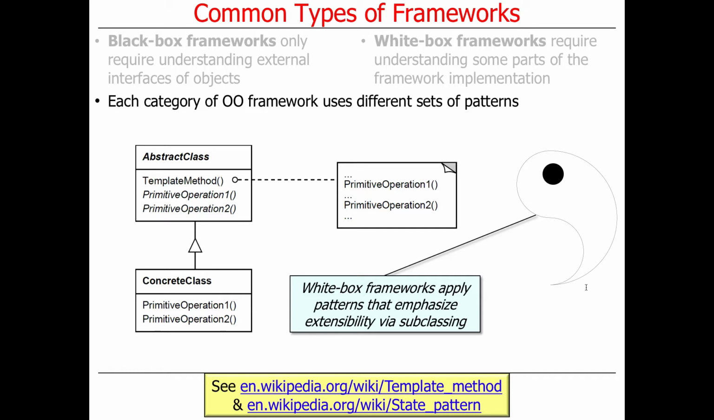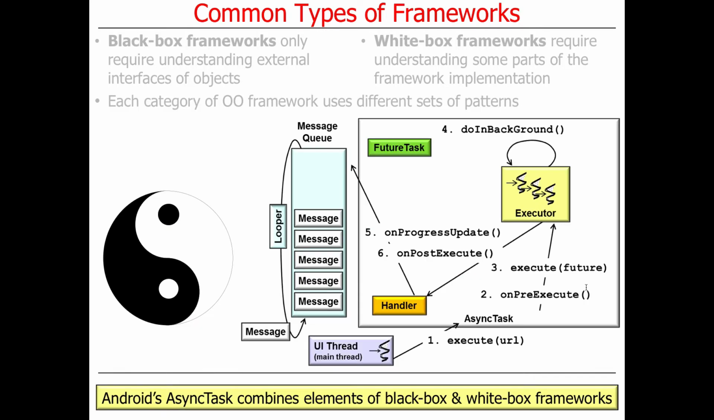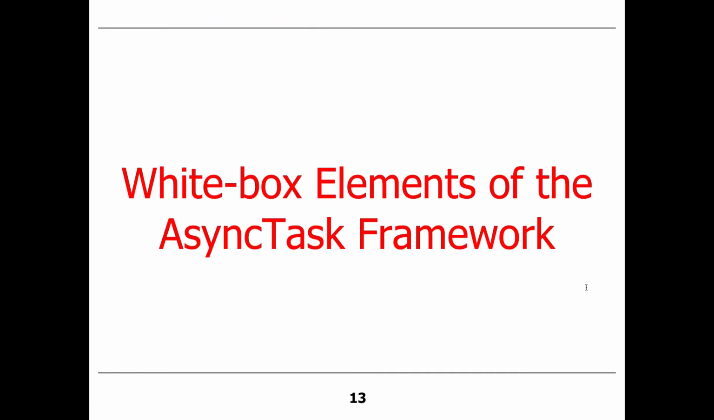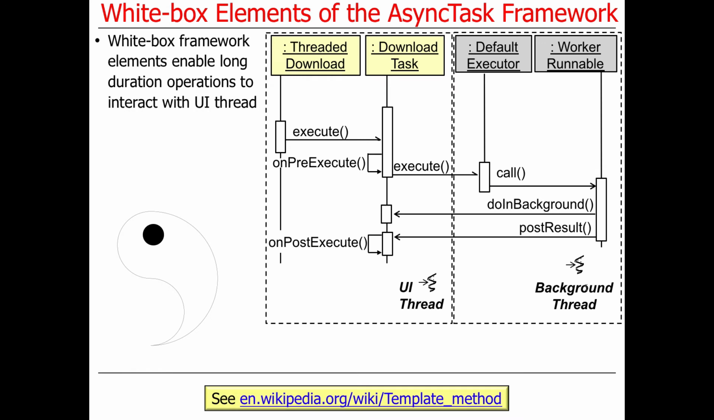In contrast, WhiteBox frameworks typically apply patterns that emphasize extensibility via subclassing. So here you're going to subclass the framework, and you're going to override one or more hook methods or primitive operations. Template method and state are patterns that are often more widely used with WhiteBox frameworks. One of the things that's interesting about the AsyncTask framework is it actually combines elements of both. There are some things you can do by subclassing, and other things you can do by parameterization through giving objects and strategies. So let's talk about the WhiteBox elements of the AsyncTask framework first.